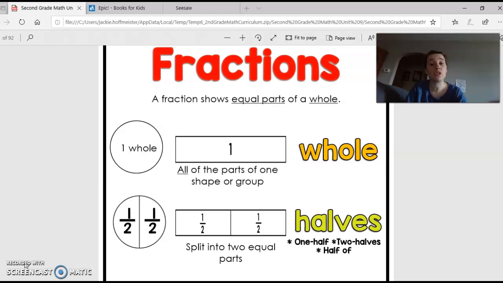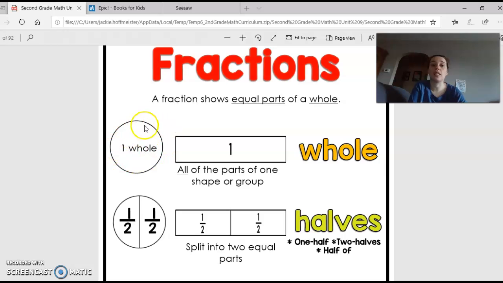Remember, the very first lesson in this unit was about equal and unequal. In a fraction, it has to be equal. We have to have equal parts. So if you look right here, this is one of our charts that's going to help us out today. Fractions. It describes what a fraction is here for you. It was on the last chart too. A fraction shows equal parts of a whole.